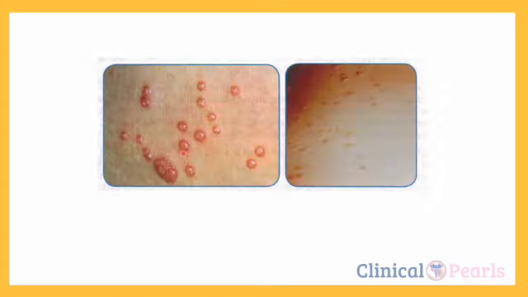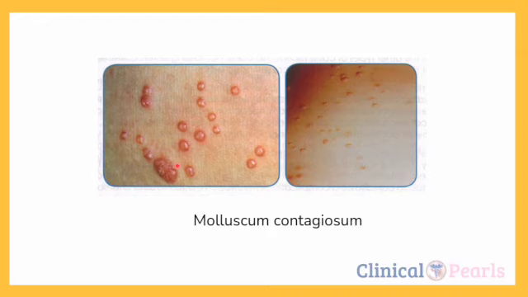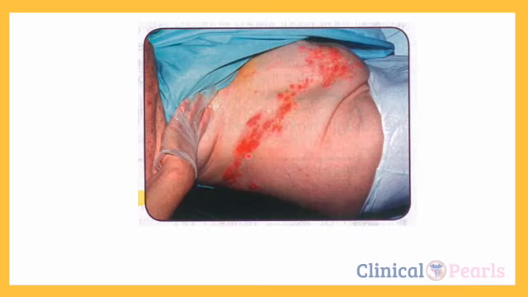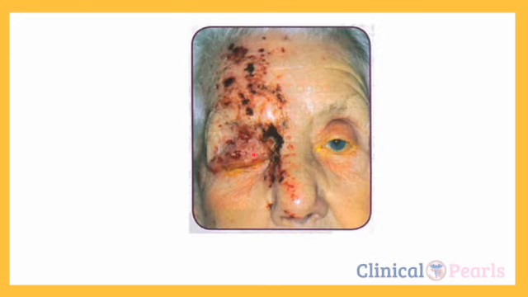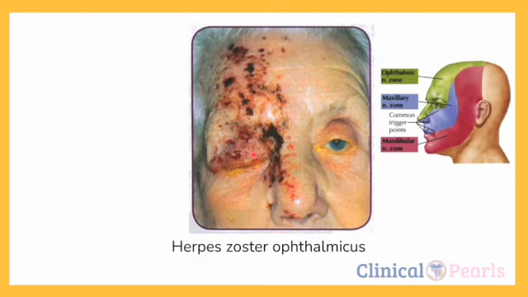Now on to the easier images. This is molluscum contagiosum. Note the umbilications. Obviously, we cannot just conclude upfront that this is the diagnosis. We should always correlate with the case, particularly the demographics of the patient, risk factors, and presentation of symptoms. But in the handbook, it is noted as such. This image is herpes zoster virus at T8 dermatome. It is also known as shingles.